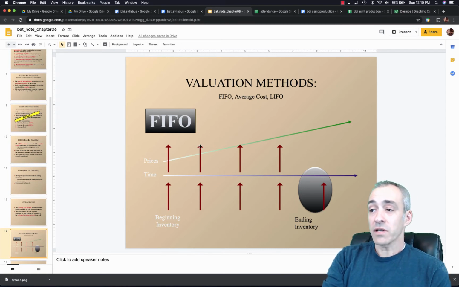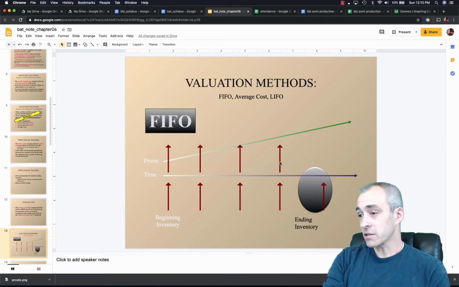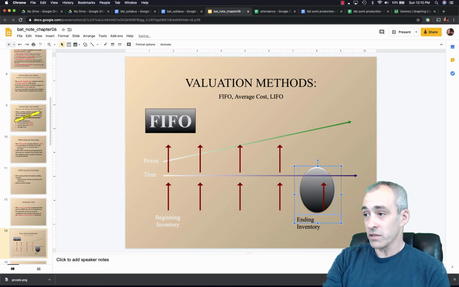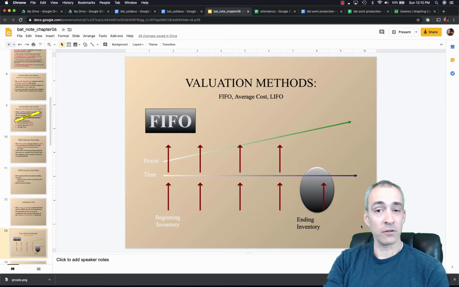And then you get some more, and then you sell it. And then you get some more that arrives, and then you sell some more. And then you get some more, and then you sell some more. And the assumption with FIFO is that the oldest stuff is sold first, so you are left with this stuff, the newest. That has a couple of implications. You are assuming you are keeping in inventory the most recent and most expensive, right?